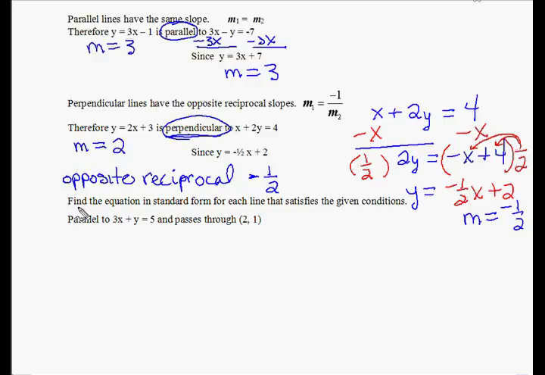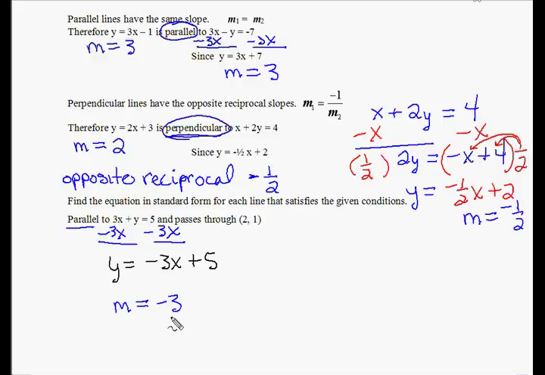Let's try an example of trying to find the equation in standard form for each line that satisfies the given conditions. I want it to be parallel to 3x plus y equals 5. To be parallel means it has to have the same slope. To find slope given an equation, you need to solve for y. So I'm going to add a negative 3x to both sides of this equation. We now have y is equal to negative 3x plus 5. So the slope for this equation is negative 3. To have a line that's parallel means I'm going to have to use the same slope.